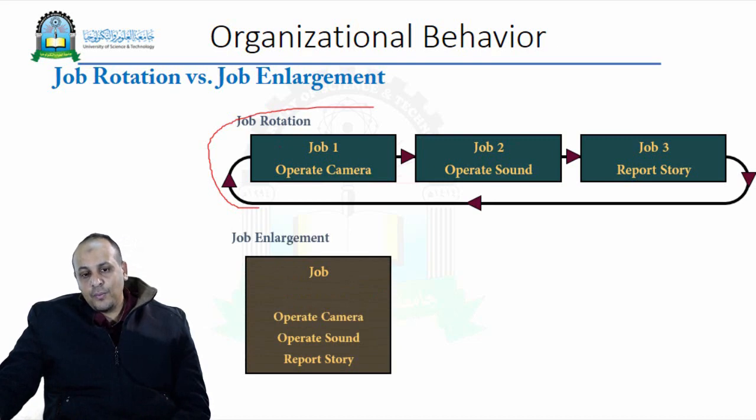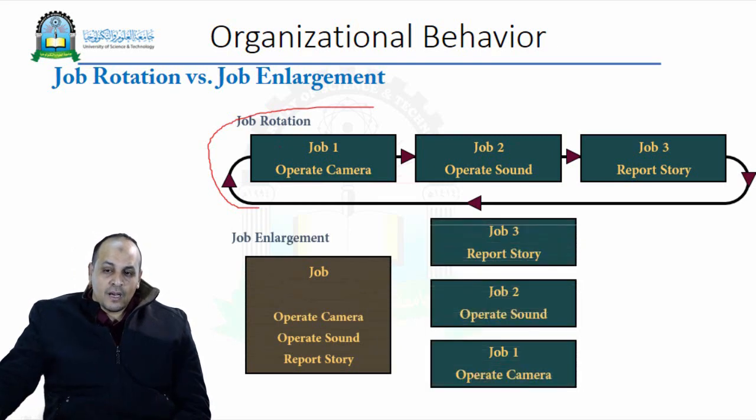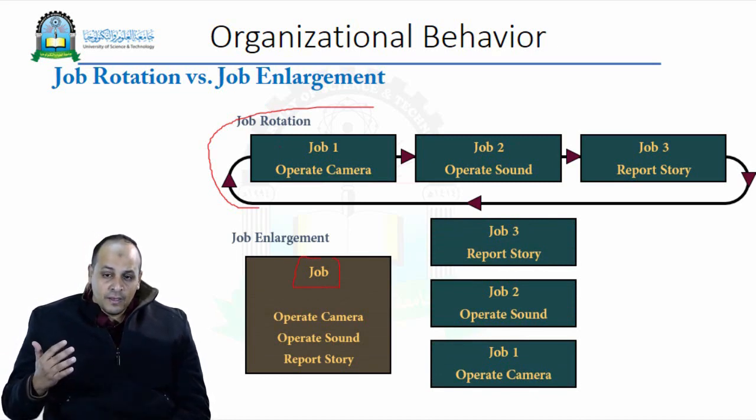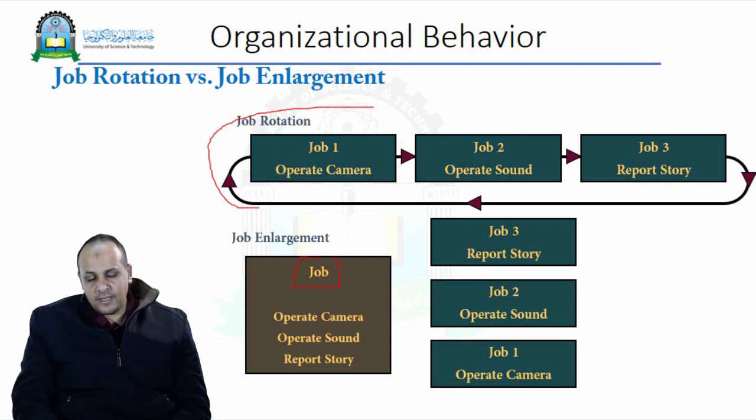Look here, we have the jobs operating the camera, the sound, and reporting the story. So job 1, you operate the camera. Job 2, you operate the sound. Job 3, you report the story. So when we talk about enlargement, you add up to the task in a given job so that it becomes one job. Okay? Of course, talking about that, we also talk about the authority and the delegation process. Okay? So the authority increases, okay, and so do the responsibilities.